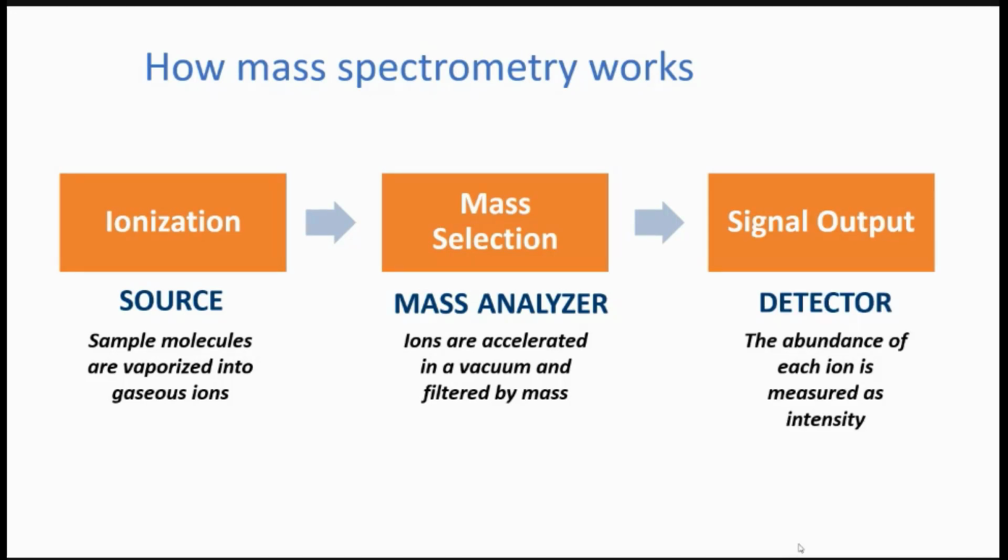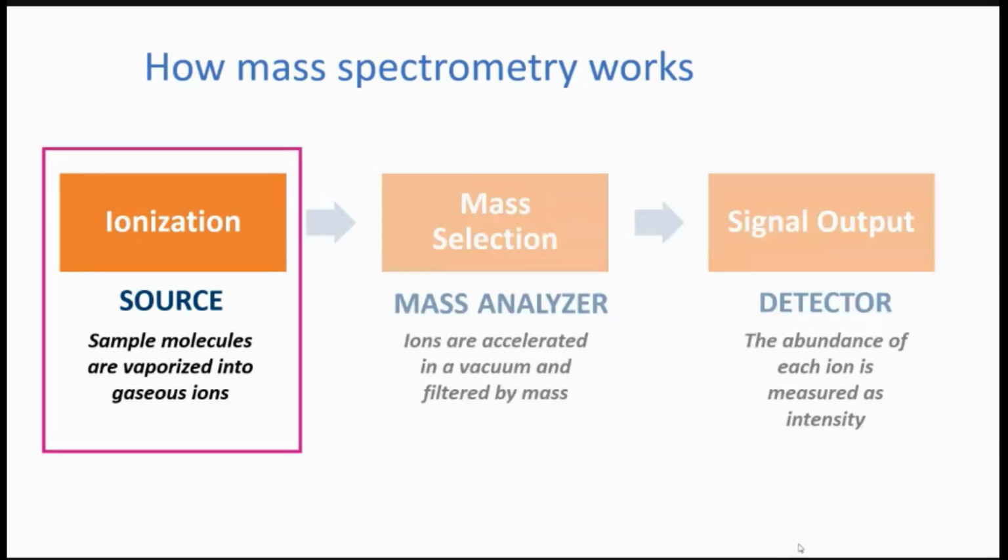Then the detector measures the abundance of each ion, which tend to hit the detector all at once. If one ion hits the detector, you get a small signal. If 1,000 ions hit the detector, you get a much larger signal. And that's how we can quantify the number of ions we're measuring.